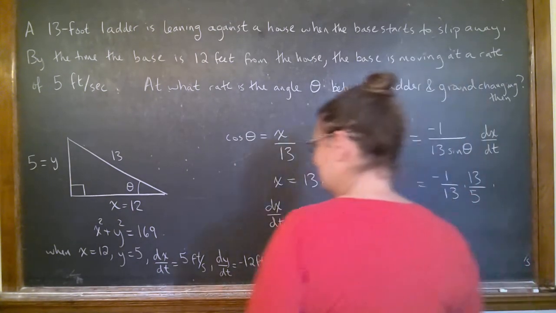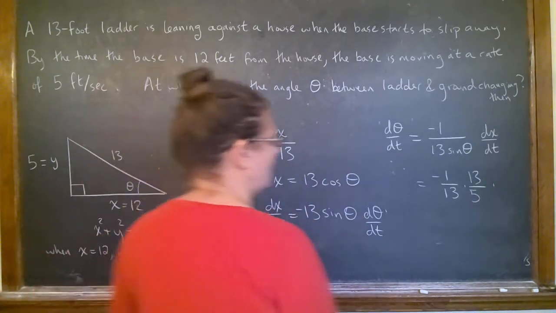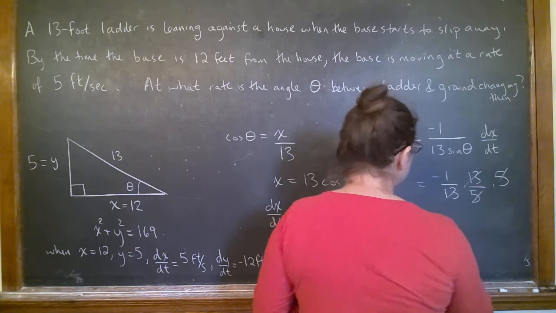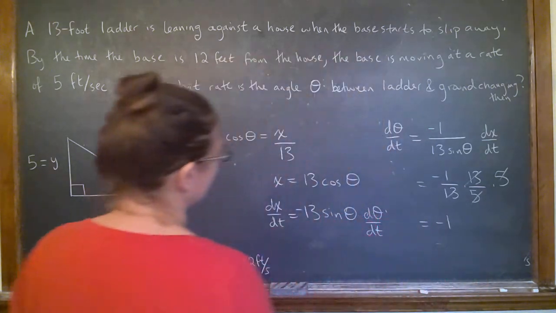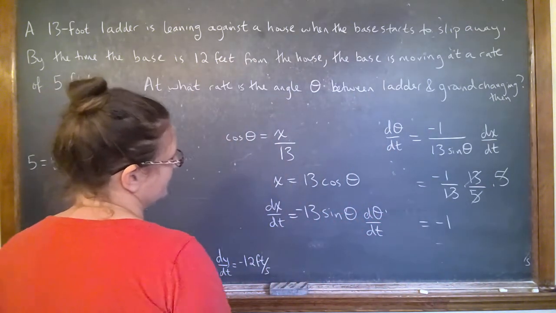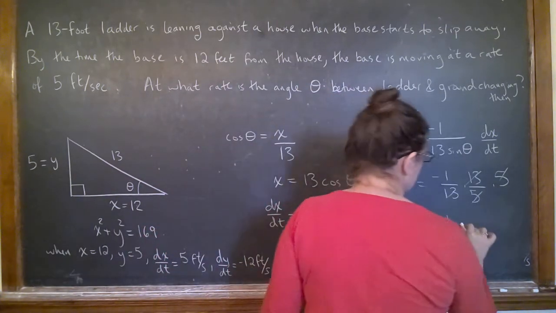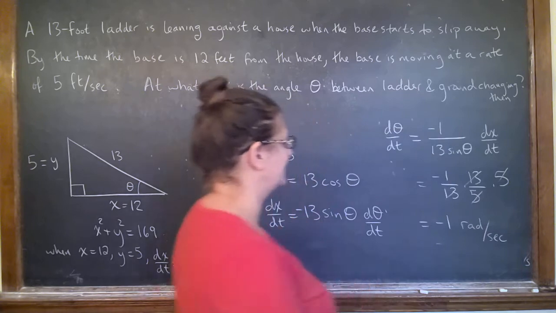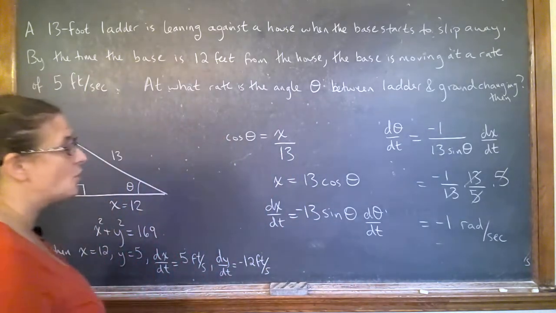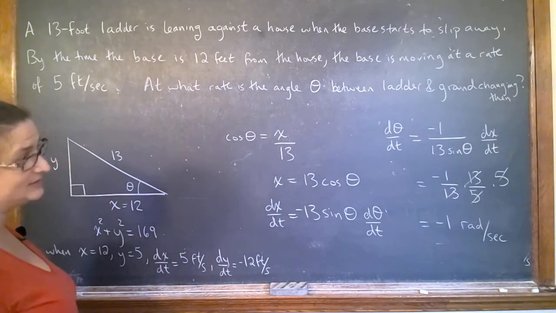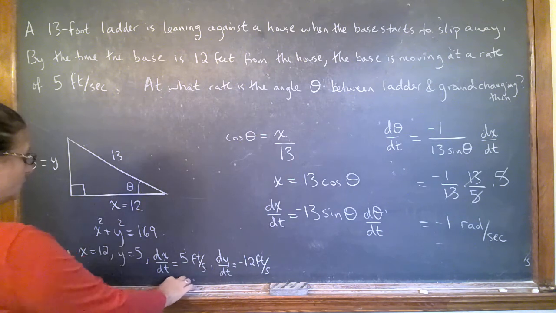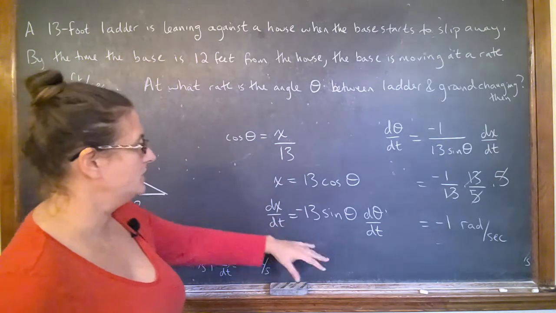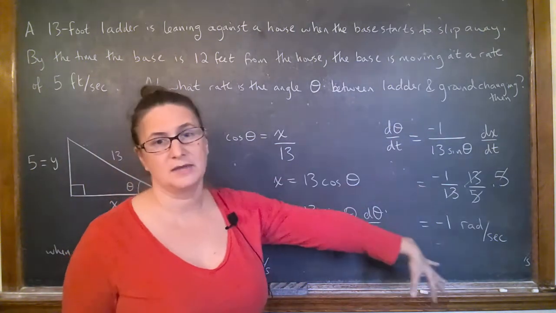And then what was dx/dt? dx/dt was 5. Oh, everything cancels out. I get negative 1. Theta is in radians, so d theta/dt is going to be negative 1 radian per second. So that would be how that's done for that one. You do have to be careful with this, right? We only plug in the numbers once we've taken the derivative.